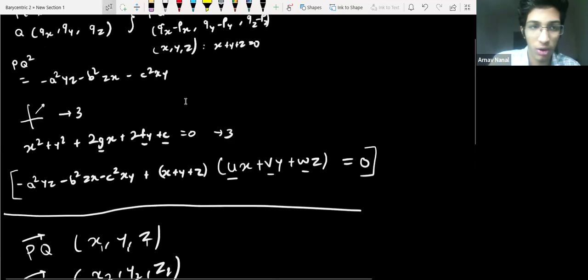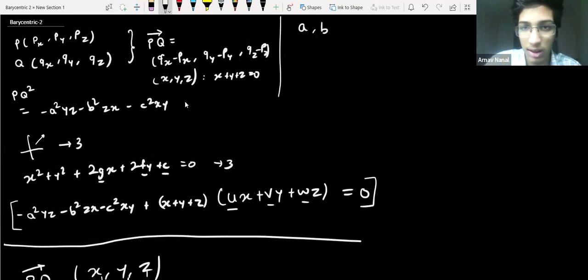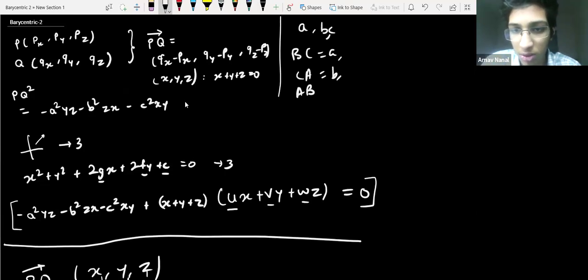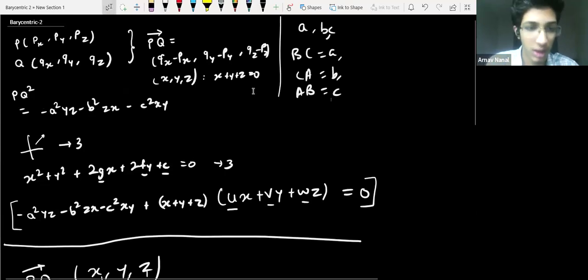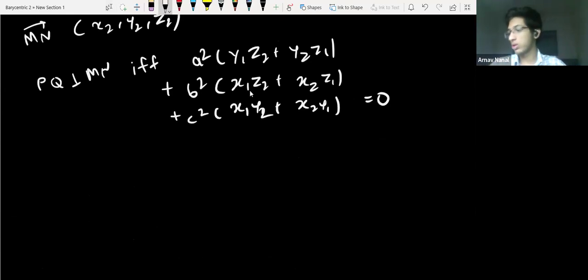Also, sorry, I forgot to mention these a, b, c are the side lengths. I should have mentioned it long ago. When you are dealing with a triangle, you have BC is equal to a, CA is equal to b, and AB is equal to c. So these are the side lengths, all the small a, b, c. Okay, so this was the part about the barycentric thing that was left.